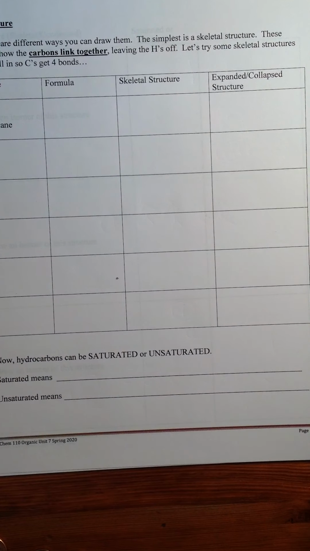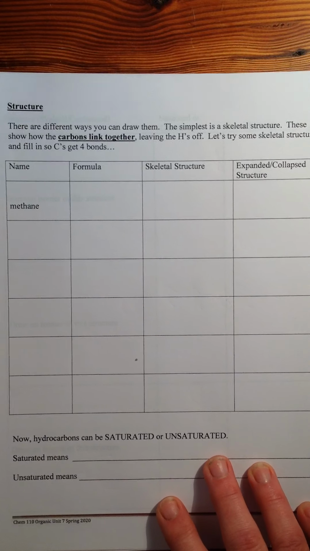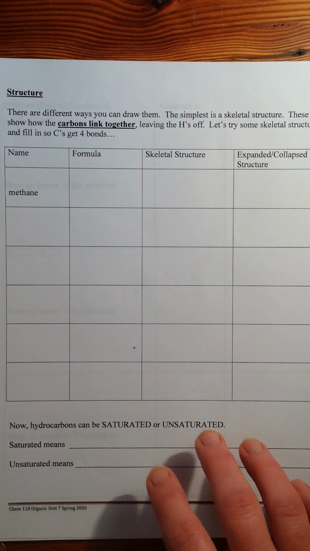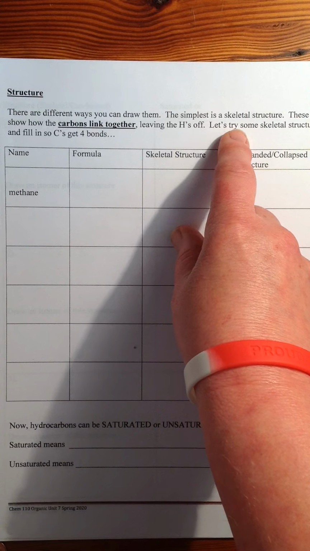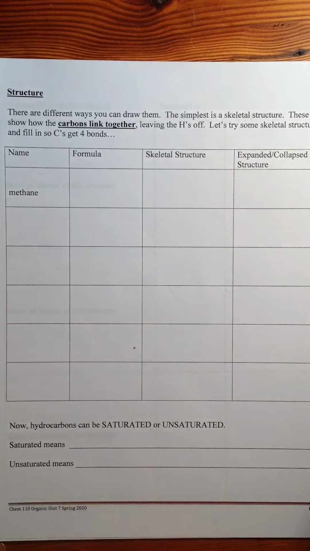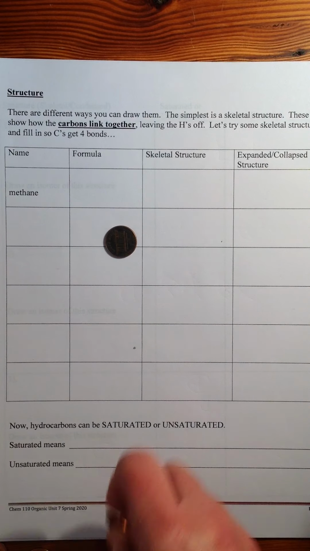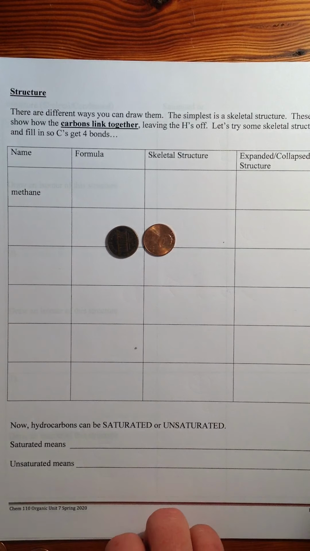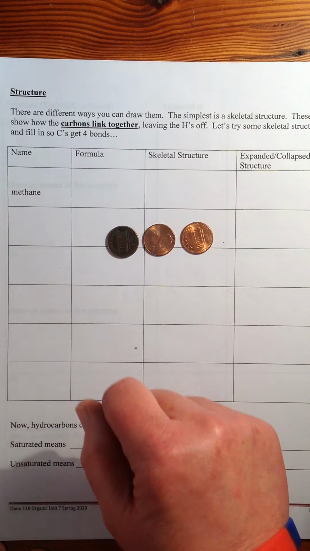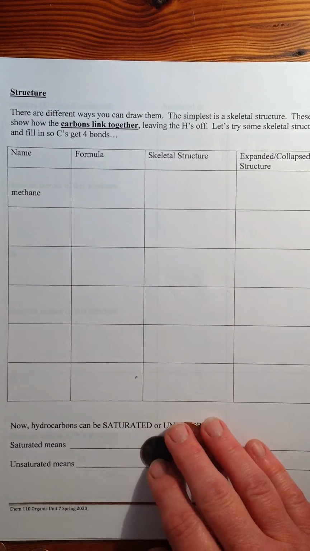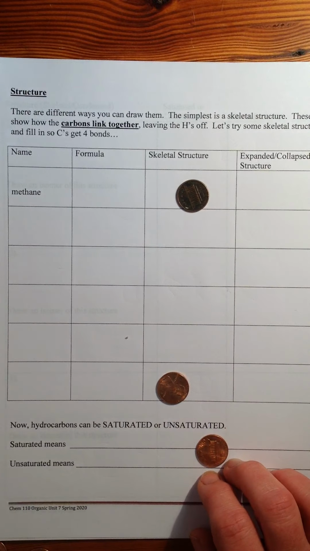Okay, on the next page, what we want to do is look at these structures, and the simplest thing to do is to just put these carbons together in a skeletal structure, just like I did here. But instead of using pennies, I'm just going to write C. So my simplest thing is I'm going to have one of these.